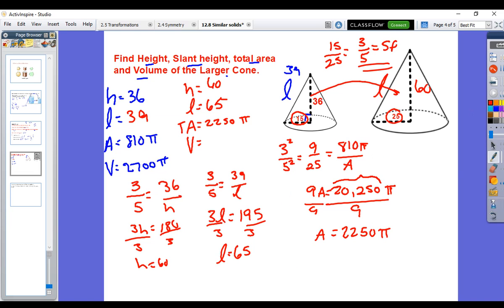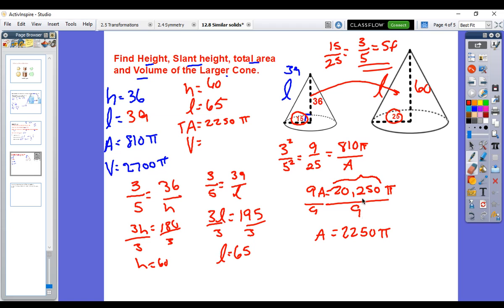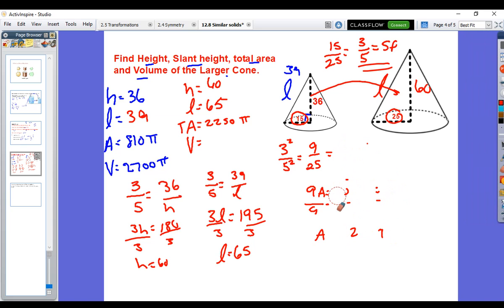Let's do our volume now. So an example for our volume, do it one more time. So I'm going to erase this, kind of give myself a little bit of space. There we go. All right. Hopefully you wrote that down.